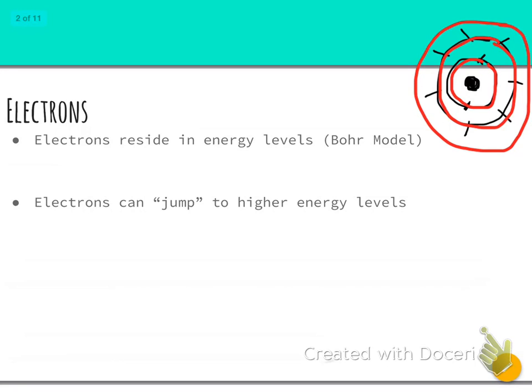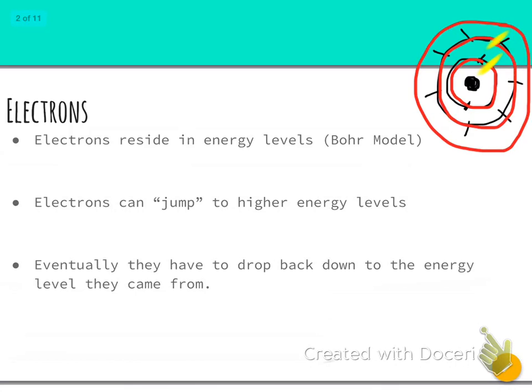Now, an interesting and unique thing about electrons is that they can jump to a higher energy level. They can go from one spot to another spot. So electrons can become excited, and when they become excited, they jump to one that has more energy. However, just like us, eventually they have to drop back down to the energy level in which they came.